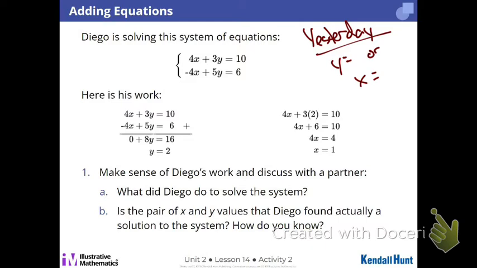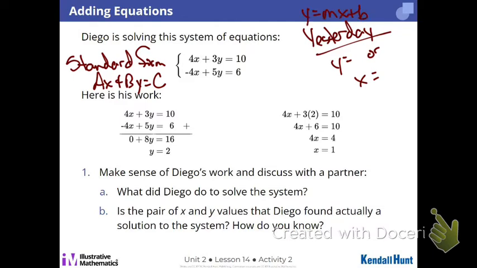Both of these are in what form? Slope-intercept. Standard form. Okay? Standard. Standard form is ax plus by equals c. Yesterday we did a lot of slope-intercept, but not only, and that's y equals mx plus b. We also had some x equals, which doesn't have a name.